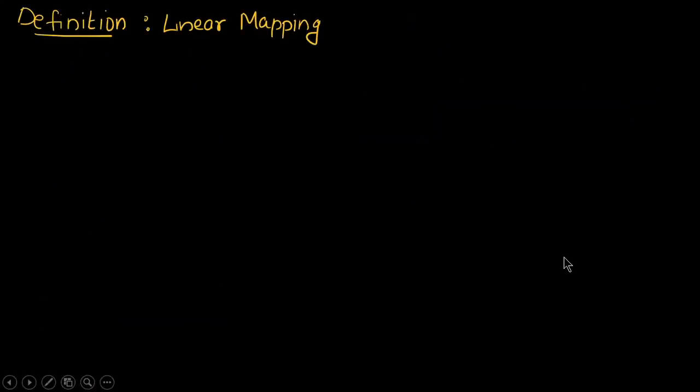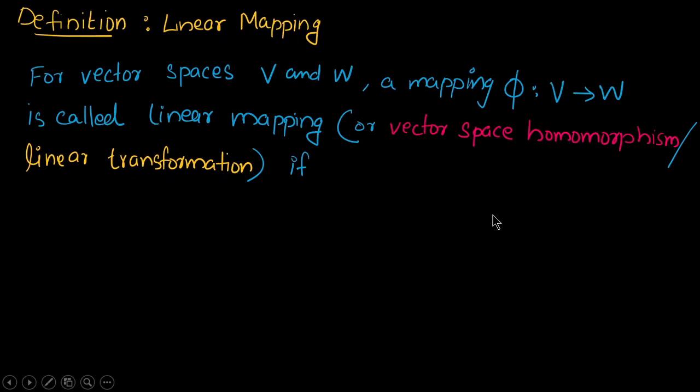Okay. Then the formal definition for linear mapping: for vector spaces V and W, a mapping phi from V to W is called linear mapping, or vector space homomorphism, or linear transformation. We can use these three terms to represent the same thing: linear mapping, homomorphism, or linear transformation.